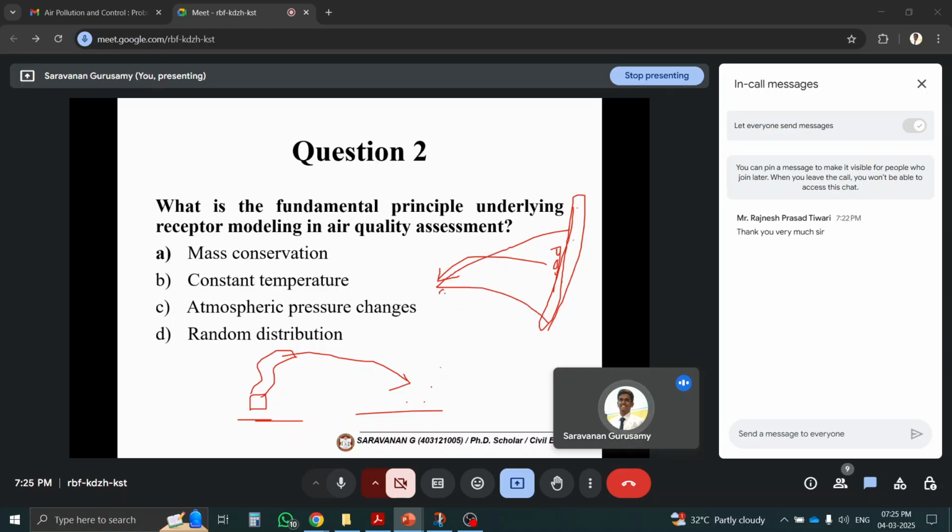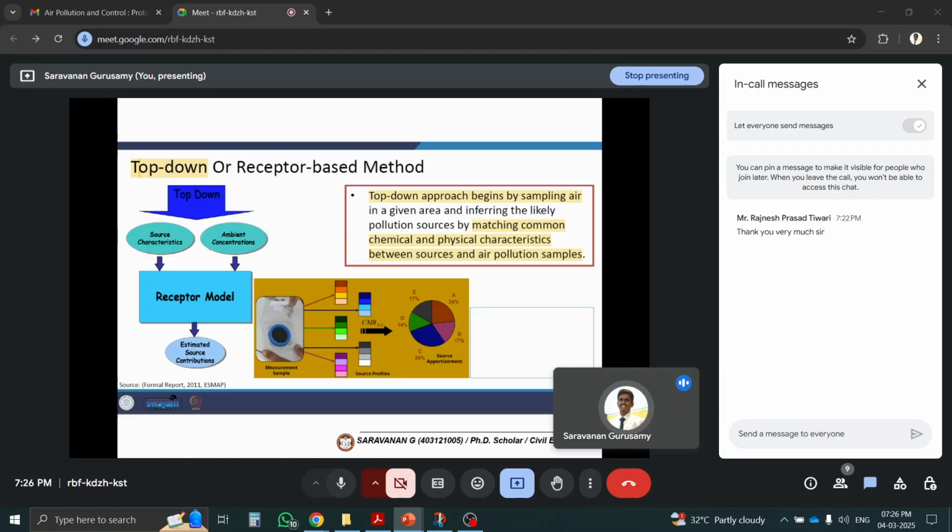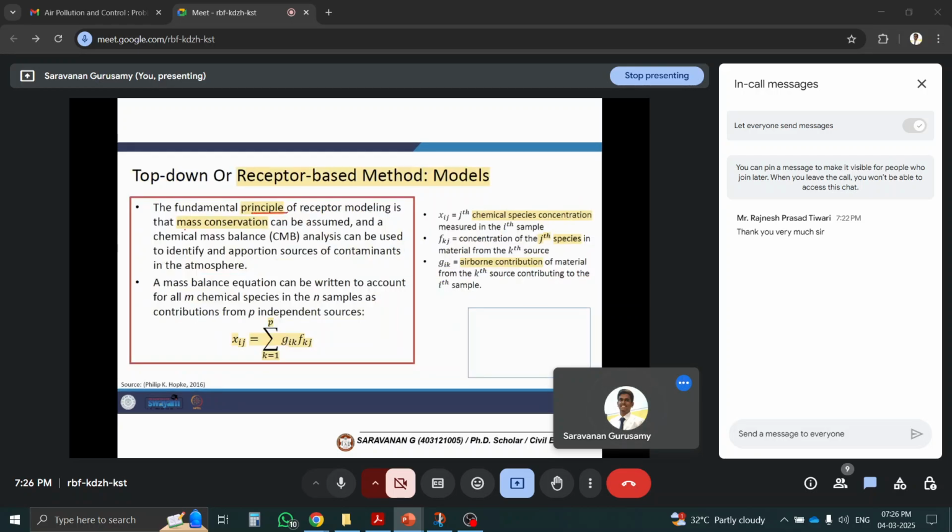So if 100 is emitted here, then surely 100 will be distributed somewhere. It's mass conservation. That's the basic principle. So you can see here, the top-down approach begins by sampling of air, and the basic principle is mass conservation. Okay, that's the chemical mass balance, CMB.